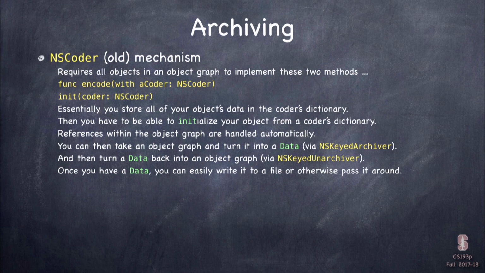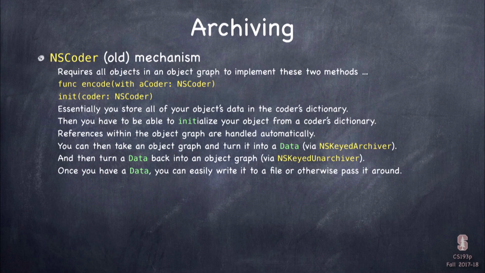It's going to potentially give you that dictionary back, and you've got to initialize the object. So it's very simple. You're just going to have encode sent to every single object in the object graph, and it's going to put itself in a big dictionary. Then when you want to bring it back to life, you start calling init with the coder, and they all have to initialize themselves. This is how storyboards are saved.